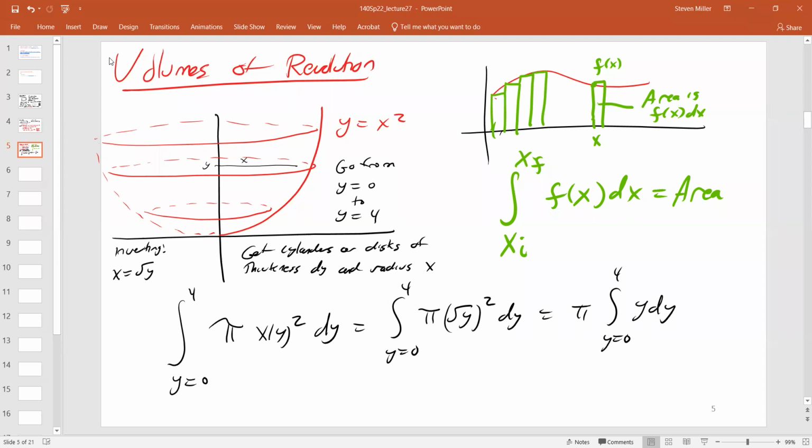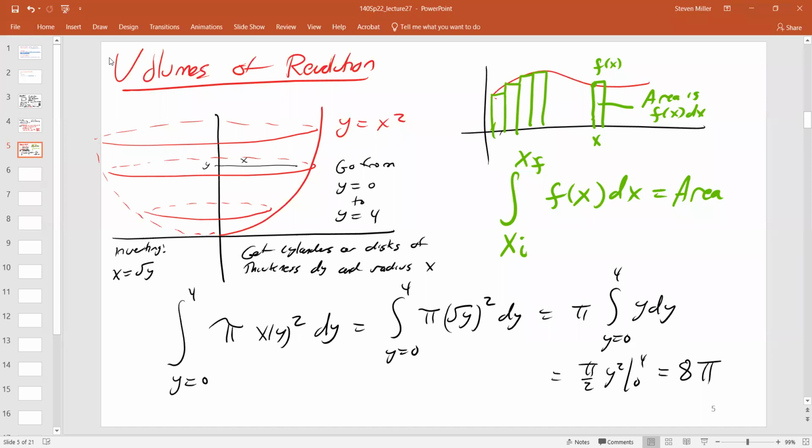And so what would this integral be? What function has derivative y? y squared over 2. So then it would just become pi halves y squared from 0 to 4. So 16 over 2 is 8, so it should just be 8 pi.